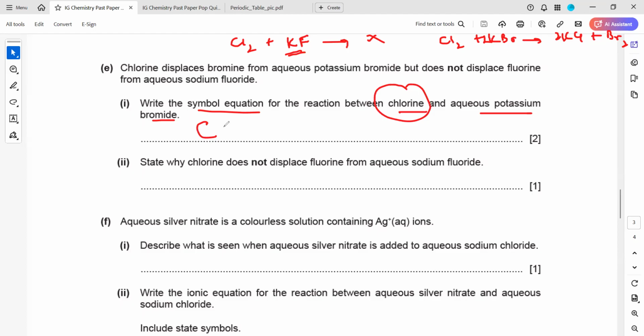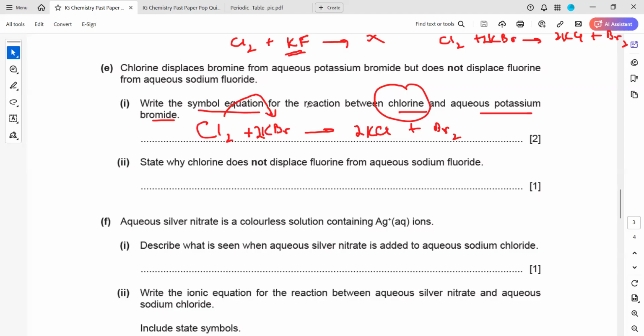So chlorine is there, Cl2, reacted with potassium bromide, that is KBr, because chlorine is more reactive than bromine. So chlorine will displace the bromine from its compound, so it will form KCl plus Br2. And we just balance the equation because the state symbols are not required, so we are not supposed to write them. This is a balanced equation.